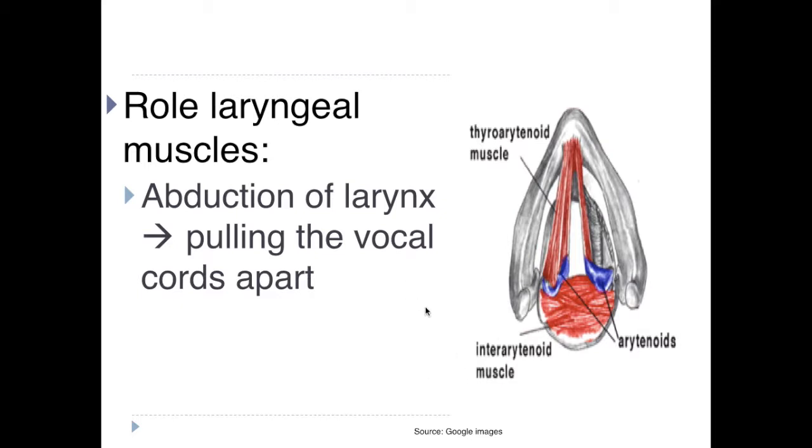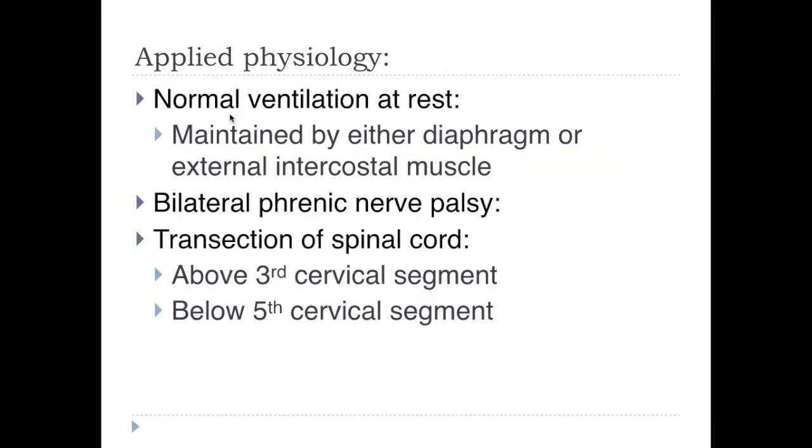Applied aspect. Normal ventilation at rest is maintained either by the diaphragm or the external intercostal muscle. In bilateral phrenic nerve palsy, adequate ventilation at rest can be maintained by the external intercostal muscle alone, but respiration is somewhat affected.